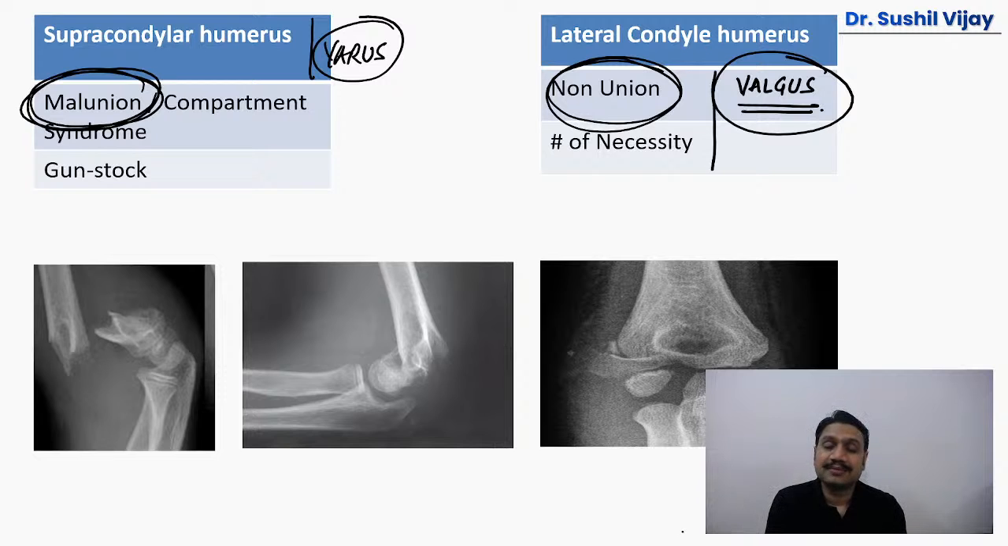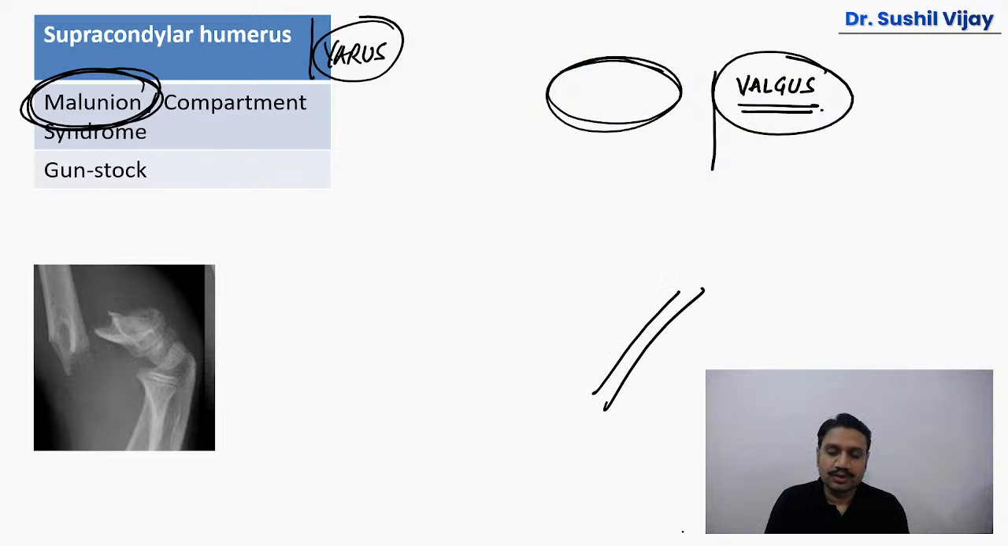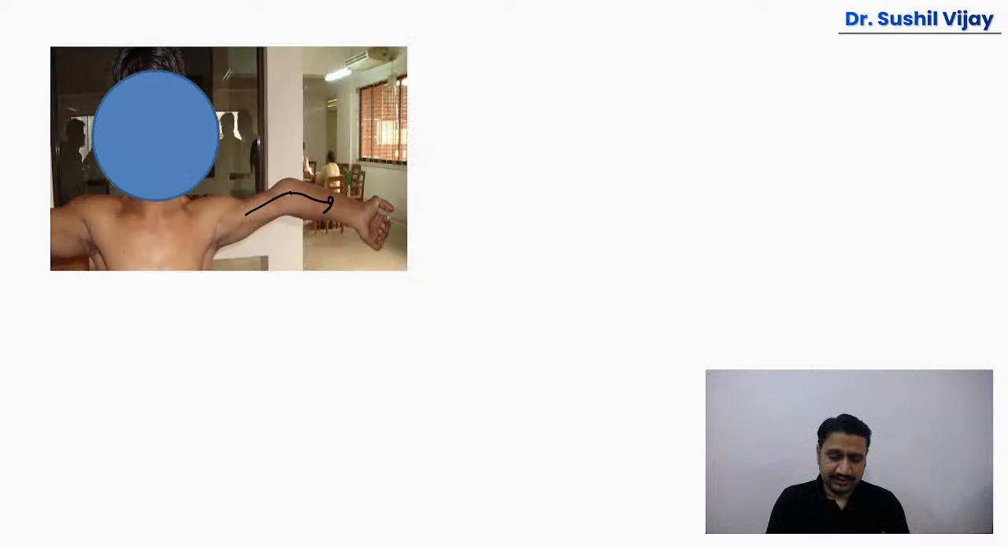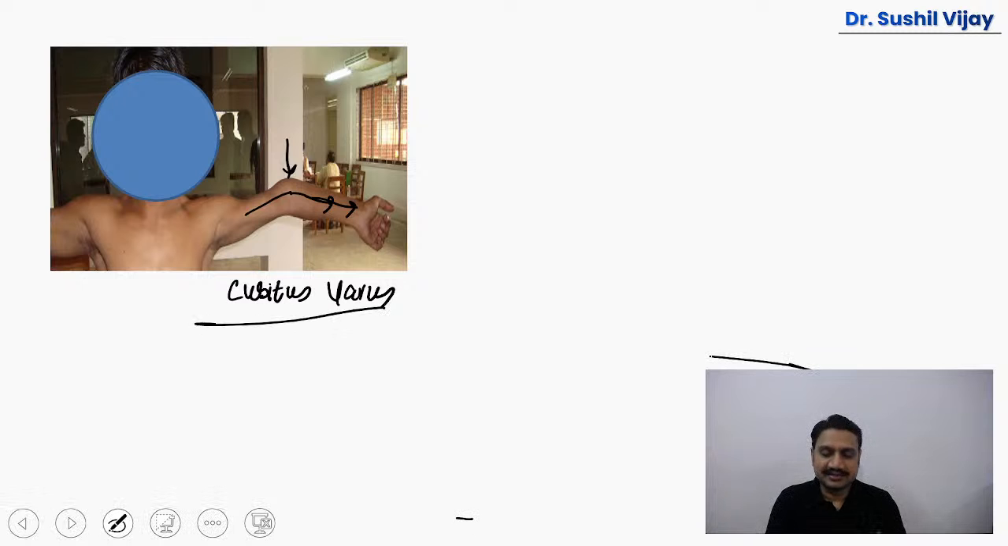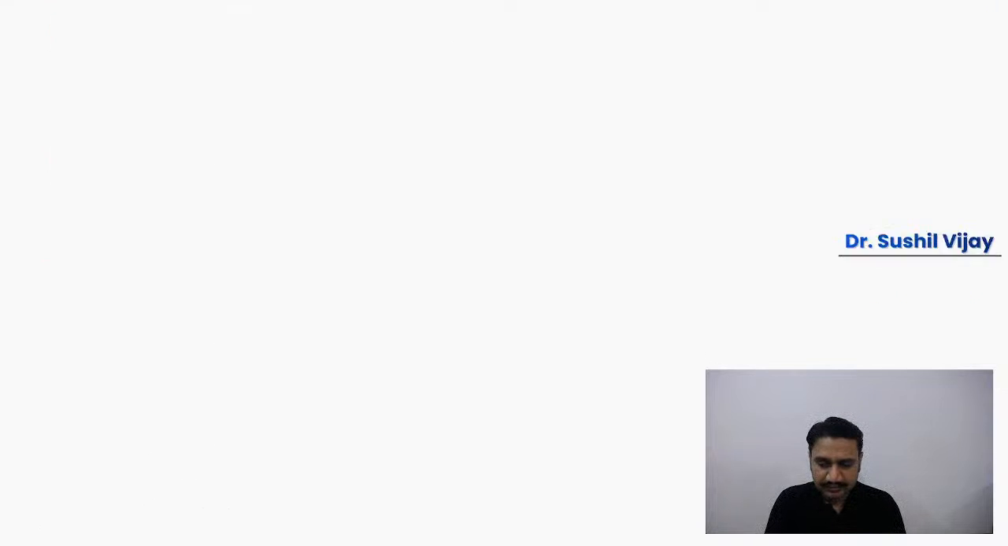All right, so please remember, lateral condyles are always supposed to be fixed. You have to put the wires here, K wires, to fix it. This is not polio. This one is only varus deformity. See, the elbow joint is involved. So what do we call it? Cubitus. The first word has to be cubitus. And the forearm is going medially. That is why we are calling it varus. So cubitus varus is seen in supracondylar injuries.